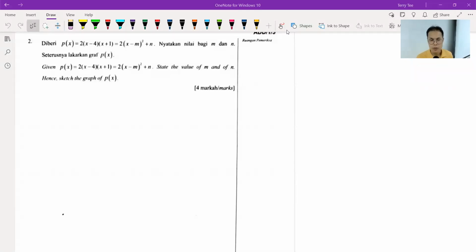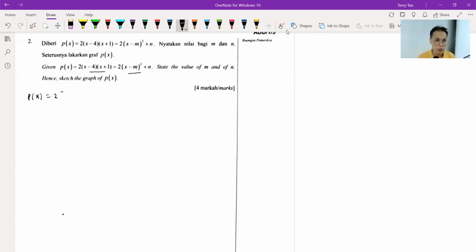Okay, question number 2, this is from the chapter quadratic functions. You're supposed to change the quadratic function from what we call a factor form into what we call a vertex form, and then state the value of m and n, then sketch a graph. Okay, so let's start off with p(x) equals to this.